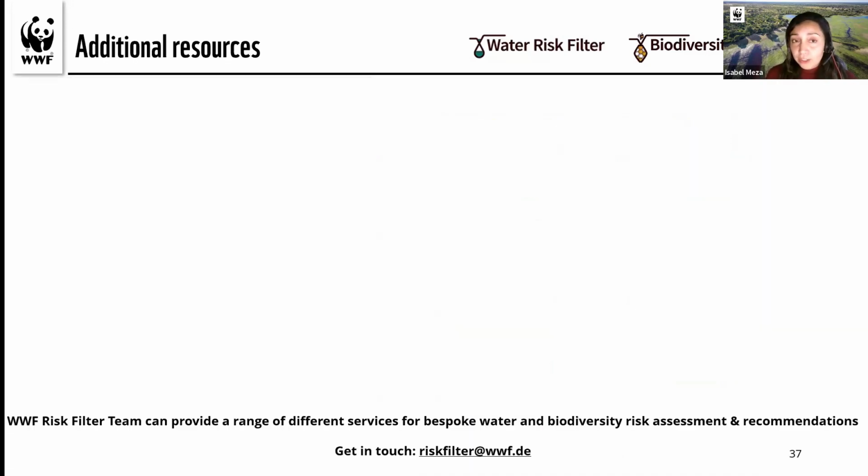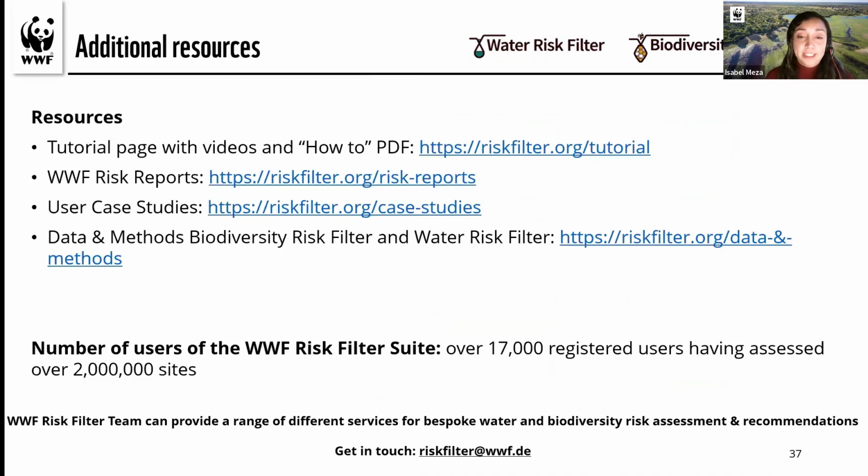And I would like also to flag to you some additional resources we have. But before that, as I already said, the tool is a free tool. Everyone could go and do their assessments there. However, the Risk Filter team and the stewardship hubs for water and biodiversity also provide bespoke assessments of water and biodiversity, and we could also provide recommendations. So if you're interested, please send us an email. And with this, just to say in these resources, now is again listed the tutorial page, the risk reports. We have many risk reports that you can go and read.